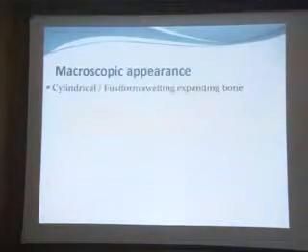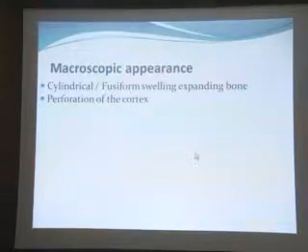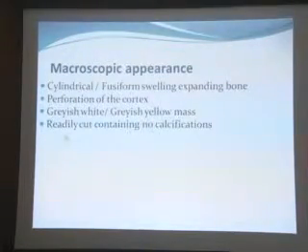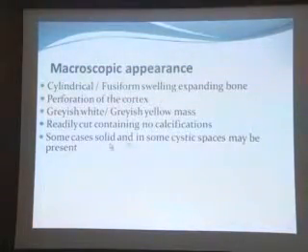How does it manifest clinically? There is a cylindrical or fusiform swelling showing expansion of the bone. Sometimes there may be perforation of the cortex. Then how is the lesional or neoplastic mass? Mostly it presents with a greyish white or greyish yellow color. It is readily cut, containing no calcification. This itself explains that it is a true epithelial tumor without any calcifications. In some cases it is solid and in some cases cystic spaces may be present.